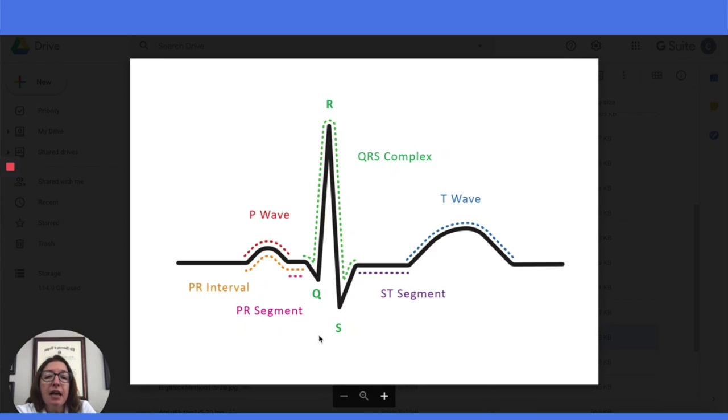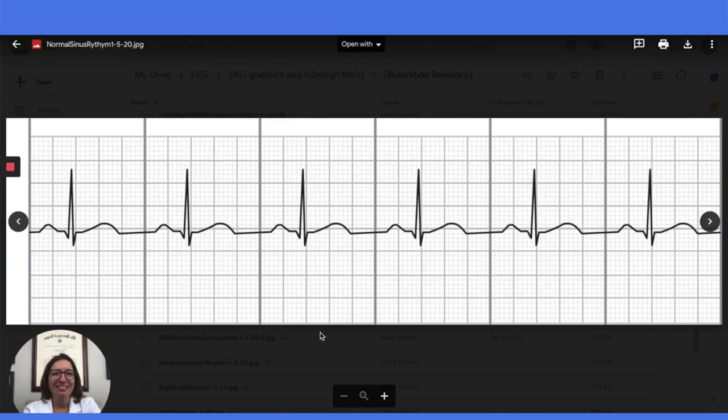The other thing that's happening during this time is atrial repolarization. Then we have ventricular repolarization. So the ST segment, the flat line after the QRS segment, represents the initial phase of ventricular repolarization. And the T wave here represents the rapid phase of ventricular repolarization.